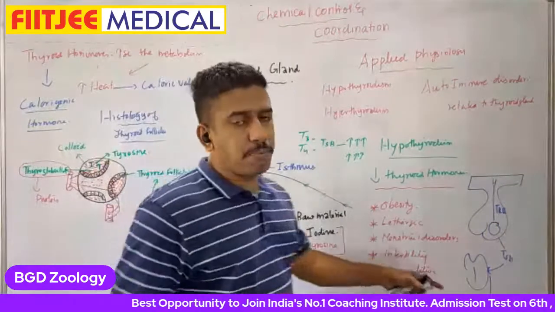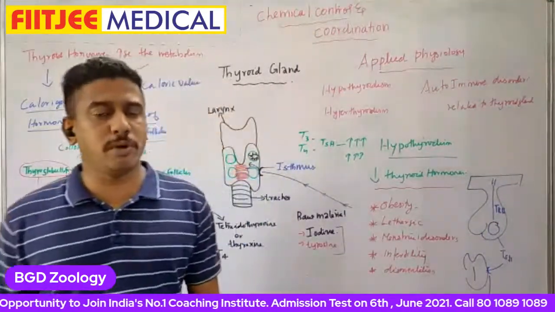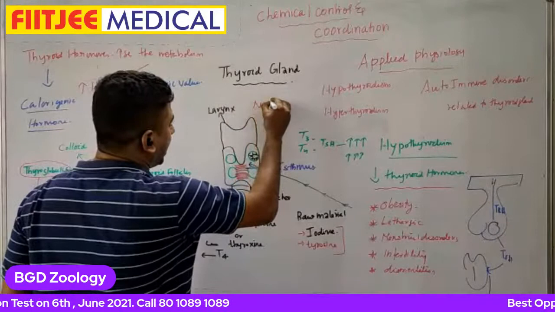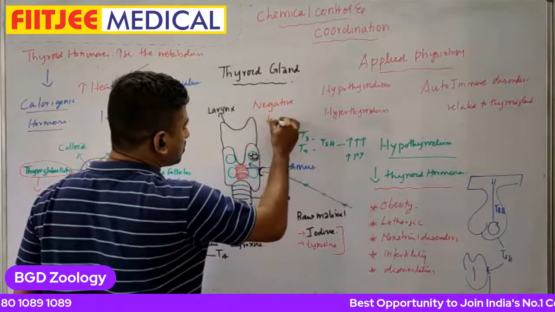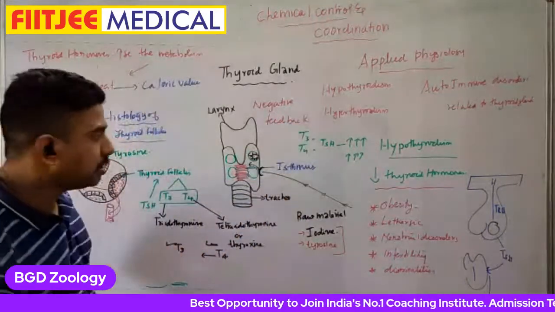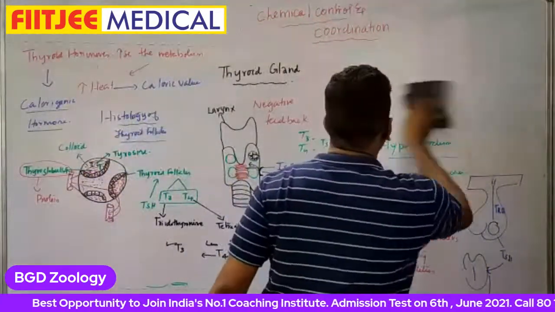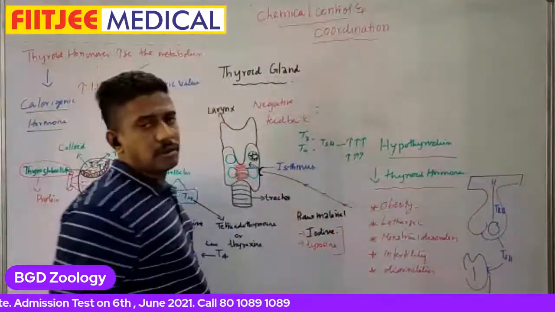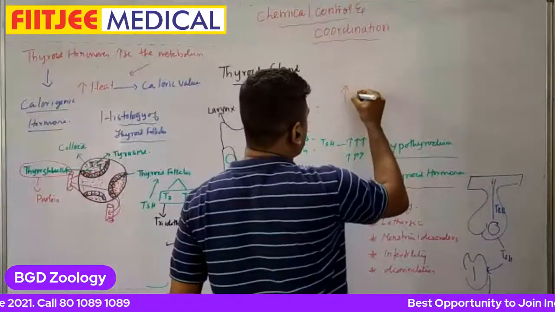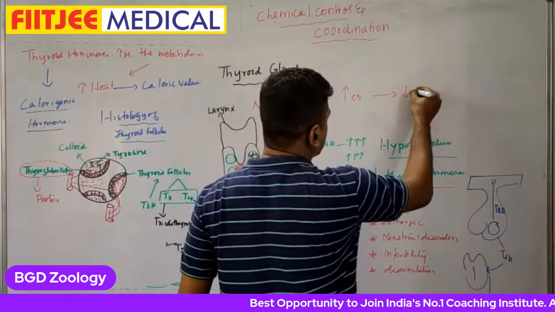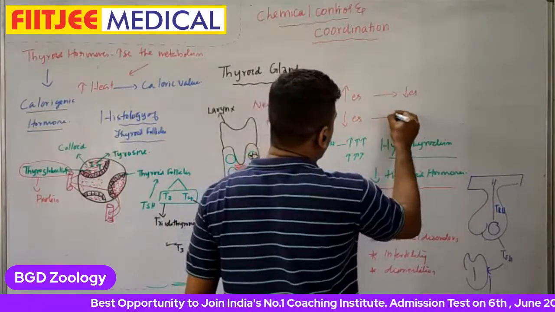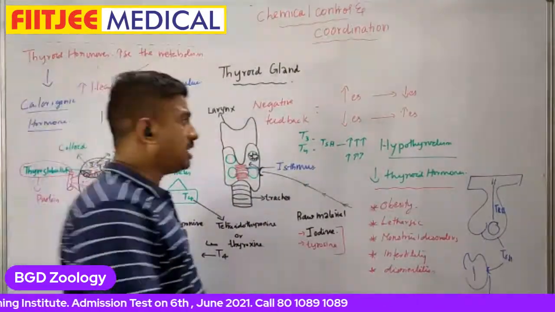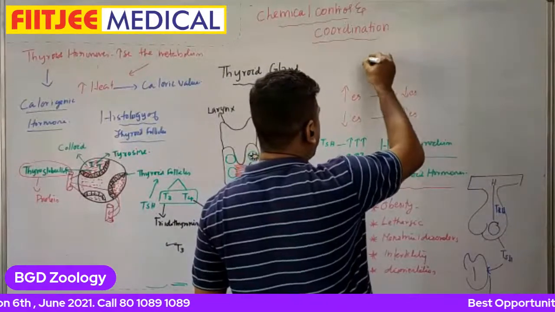Because in our body, most of the hormone systems are controlled by a negative feedback mechanism. Okay, let me write it. Most of our hormones are controlled by negative feedback mechanism. What is the negative feedback mechanism? When one hormone increases, the other hormone will decrease. When one hormone decreases, another hormone will increase. This is called negative feedback. Almost 99% of hormonal actions are by negative feedback mechanism.